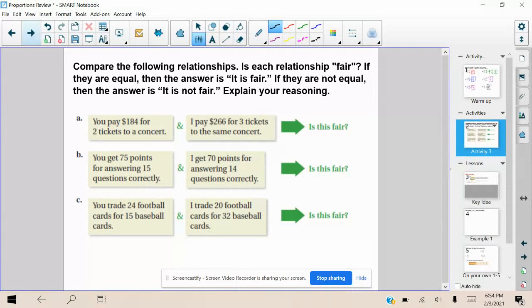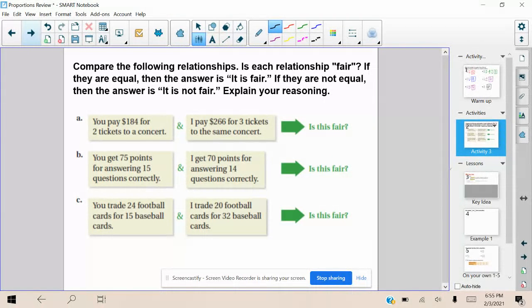So for A, you pay $184 for 2 tickets to a concert, and I pay $266 for 3 tickets to the same concert. Is A fair? B, you get 75 points for answering 15 questions correctly. I get 70 points for answering 14 questions correctly. Is B fair? C, you trade 24 football cards for 15 baseball cards, and I trade 20 football cards for 32 baseball cards. Which one of these is fair? Is there more than one? And why would they not be fair? Please answer below.